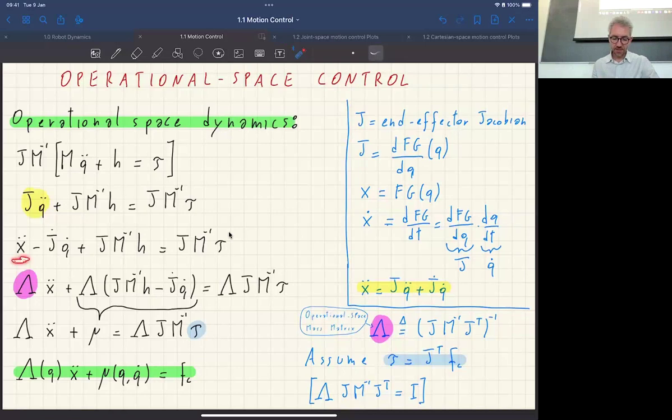Now I'm going to do something weird because it's a bit hard to justify. I'm going to multiply both sides of this equation by a new matrix, which is called lambda, which is defined here. Lambda is a so-called operational space mass matrix. This is going to be acting as the mass matrix in joint space, but for the Cartesian space.